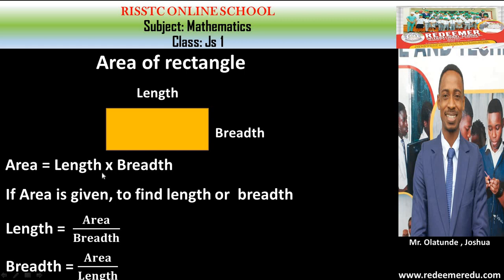In some cases, if area is given, for us to find our length or breadth, the formula to use is length equals area over breadth. And as well, if area is given and we are asked to find breadth, breadth equals area over length. Now let's look at examples on area of rectangle.